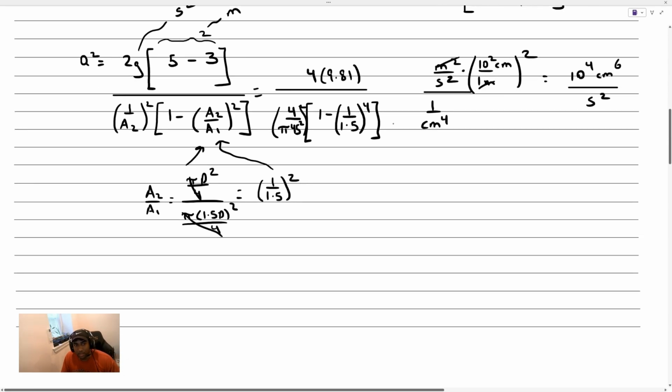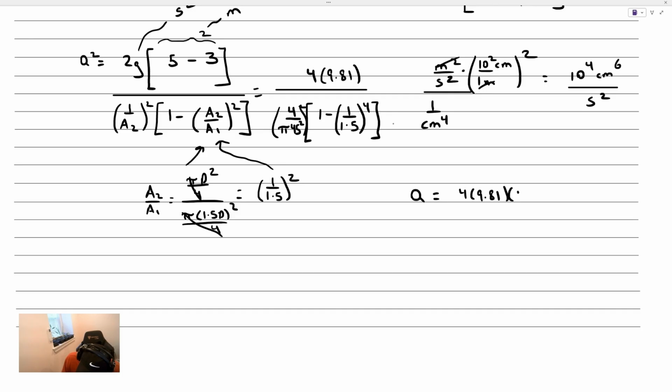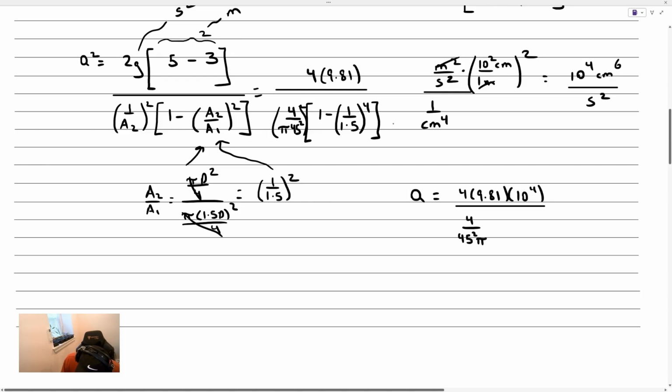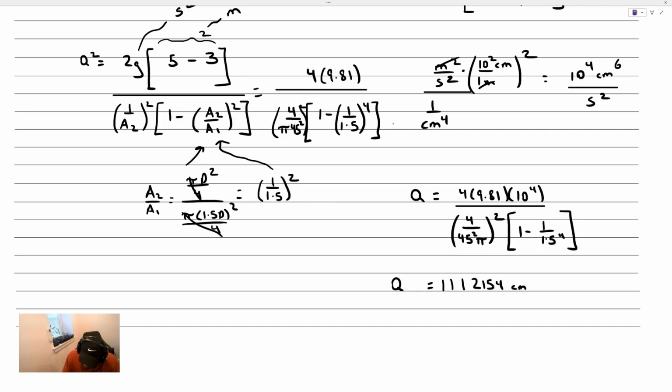We're going to go ahead and plug all of that in. So our Q term is just equal to 4 times 9.81 multiplied by 10 to the 4th. We're going to divide that by 4 over 45 squared pi. We're going to square this entire thing and multiply by 1 minus 1 over 1.5 raised to the 4th. What I end up getting here is that it's measured in cubic centimeters per second. Remember, I went ahead and took that square root as well.